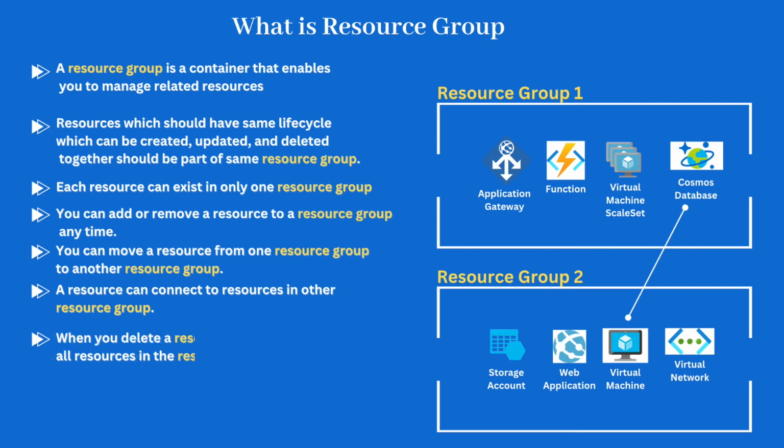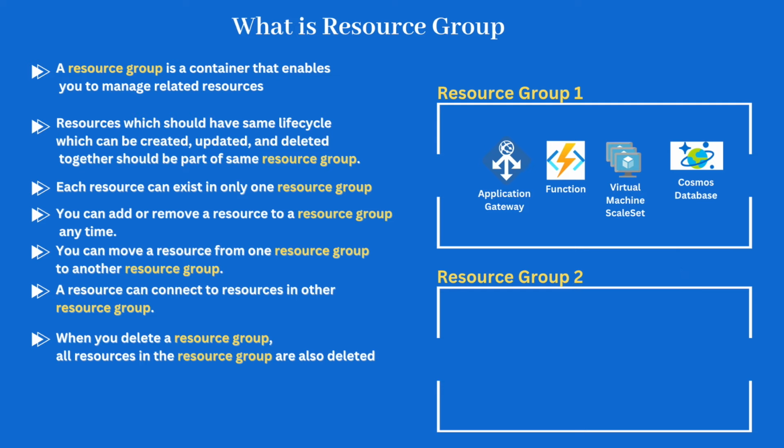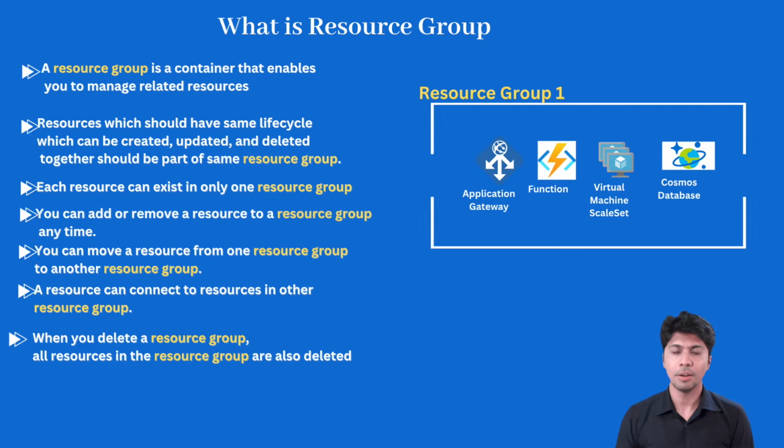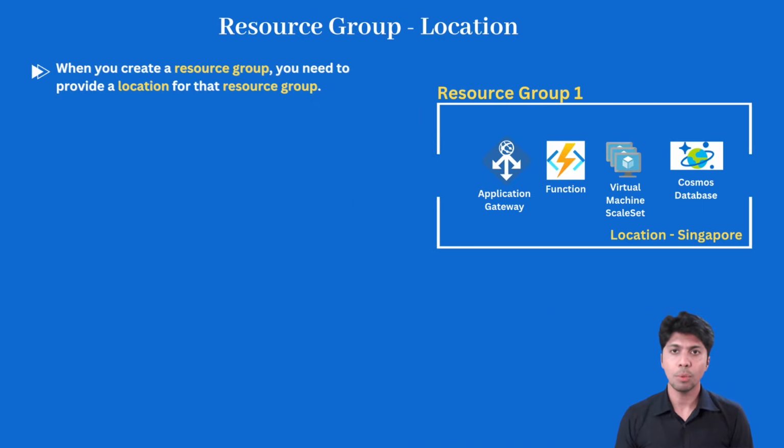When you delete a resource group, all the resources in the resource group are first deleted and then the actual resource group is deleted. Now let's talk about location in resource group, which is a very important property of a resource group. When you create a resource group, you need to provide a location for that resource group that states to which location a resource group will be deployed to.